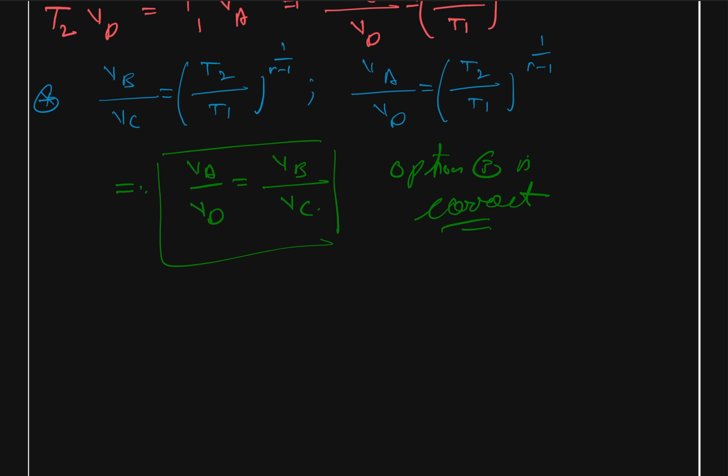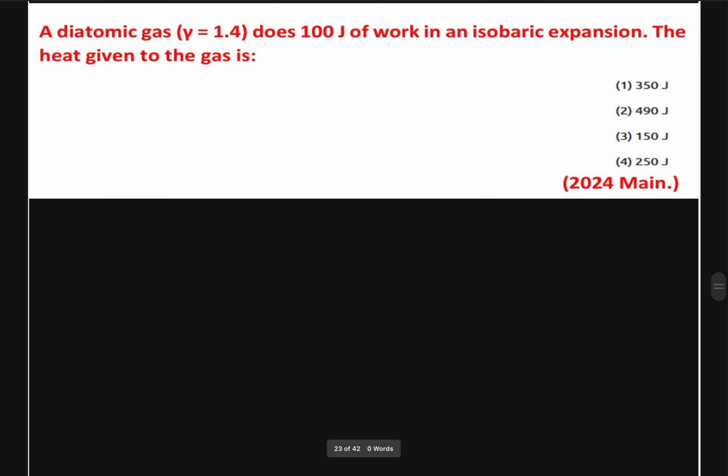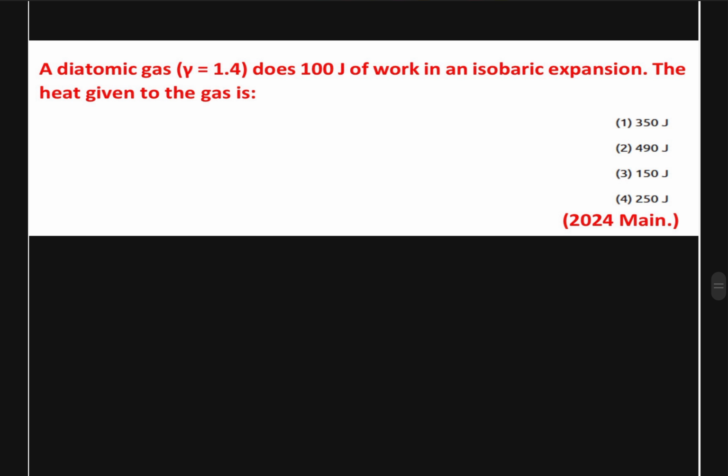Next question. It states that a diatomic gas, gamma 1.4, does 100 joule of work in isobaric expansion. The heat given to gas is, so this is isobaric, so pressure will be our constant. And for that we know that work done is equal to P delta V. Okay.